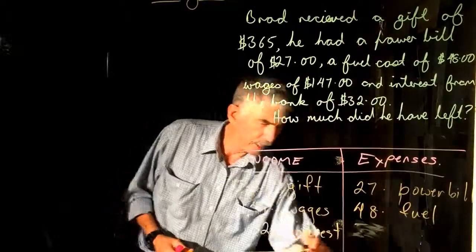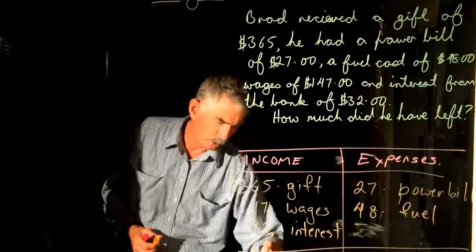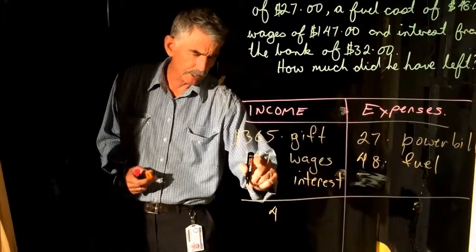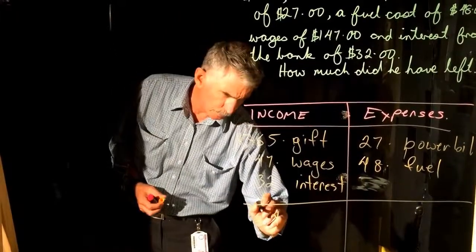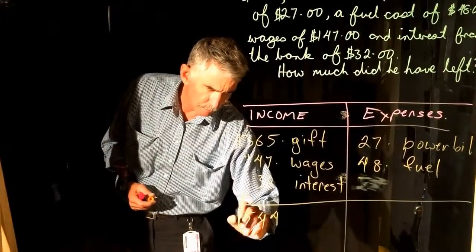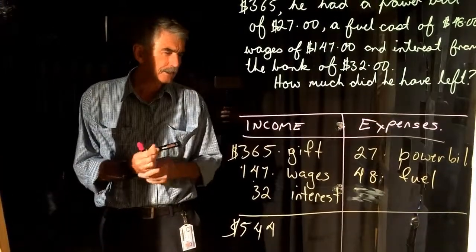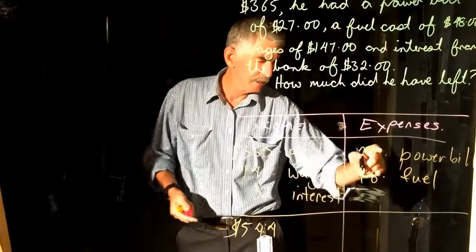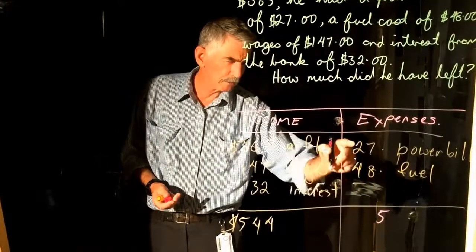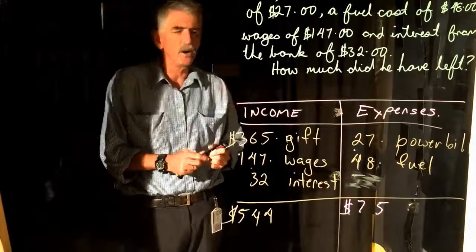Alright, so what we're going to do is we're going to tally these up. So total income is going to be 5 and 7 is 12, 12 and 2 is 14, we put down the 4, we trade up the 1, 4 and 6 is going to be 10, 10 and 3 is 13 and 1 is 14, we put down the 4, we trade up the 1, 2 and 3 is going to be 5, he had a total income of $544. And his expenses, we're going to tally those up again. So 7 and 5 is going to be 15, we put down the 5, we trade up the 1, 4 and 1 is 5 and 2 is going to be 7, so his total expenses are $75.